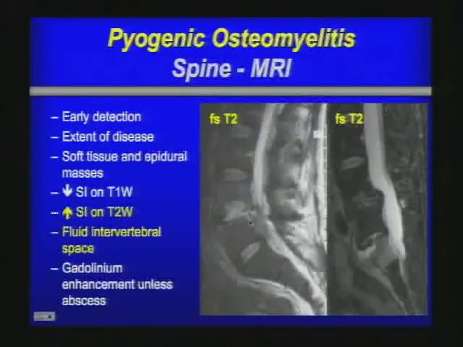So once you see an eroded end plate as well as fluid collection, you should think in terms of osteomyelitis. And this is a second example where you see the fluid collection, the destruction here, fluid around it, and edema, bone marrow edema pattern within the S1.